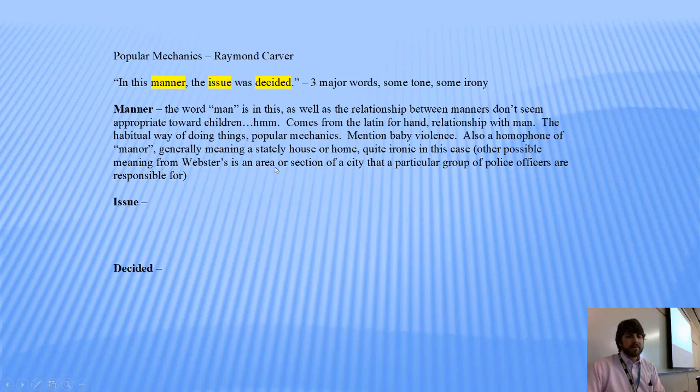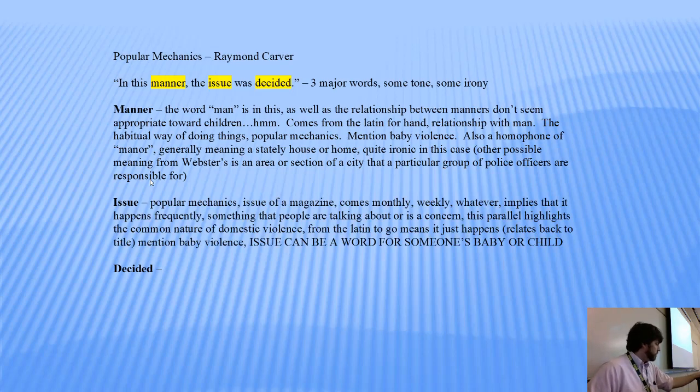There's another possible Webster's meaning where it could be an area or a section of a city that a particular group of police officers are responsible for. I don't think that could relate. So I wrote it, but I don't think I could use it. So manner, I found some stuff with manner. Not super impressed, but at least I did find the homophone, and I found the way things work that could relate to Popular Mechanics. So that's good. Now issue.